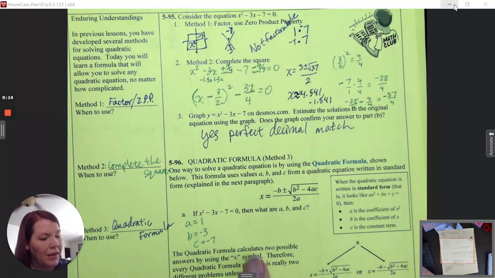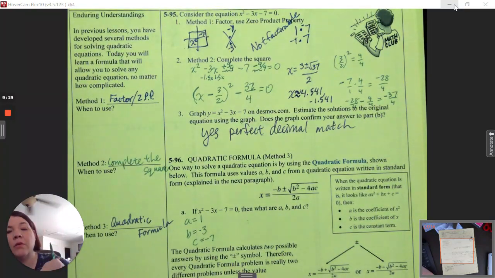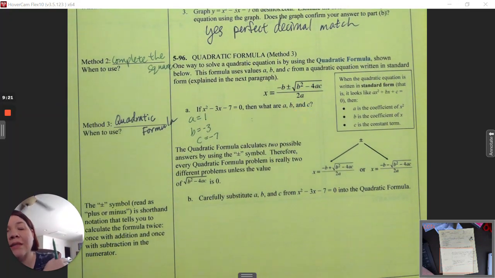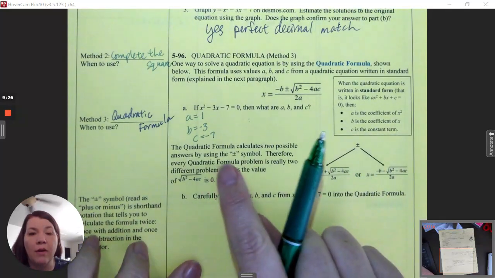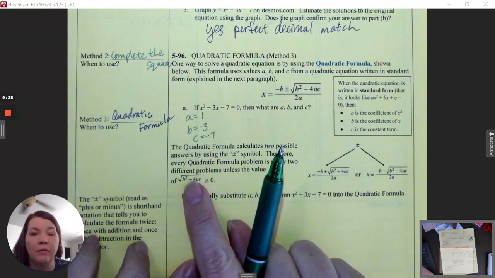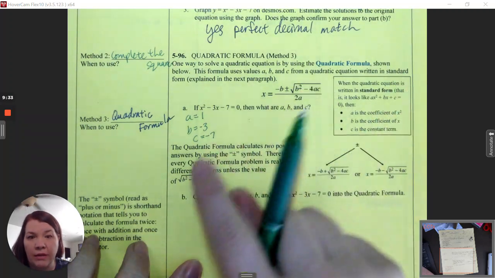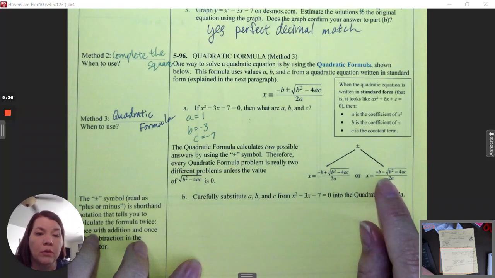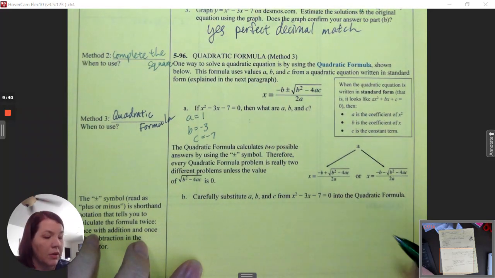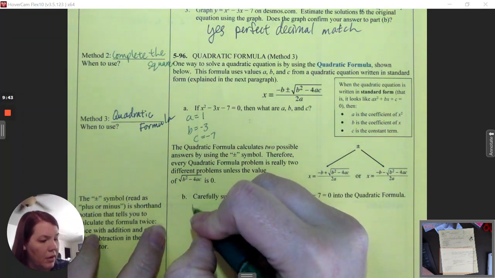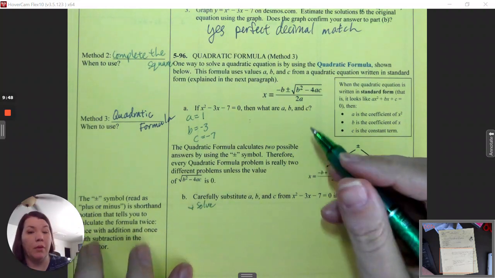The quadratic formula calculates 2 possible answers with that plus or minus symbol. So it's important that we keep in mind that it is calculating 2 answers for me because of the plus or minus. Therefore, every quadratic formula is really 2 different problems unless the stuff after the plus or minus is 0. So we have 2 separate answers. So this becomes that. Carefully, and let's see what we can do. And it should say and solve. I will make sure it says that on your paper.